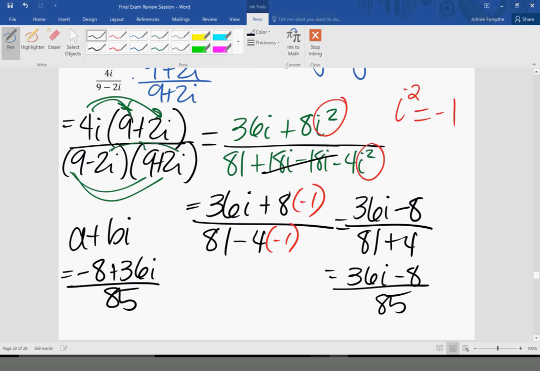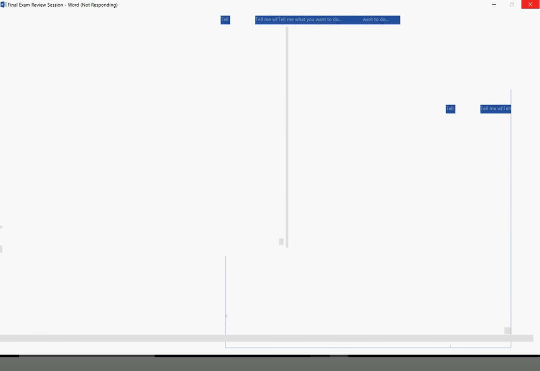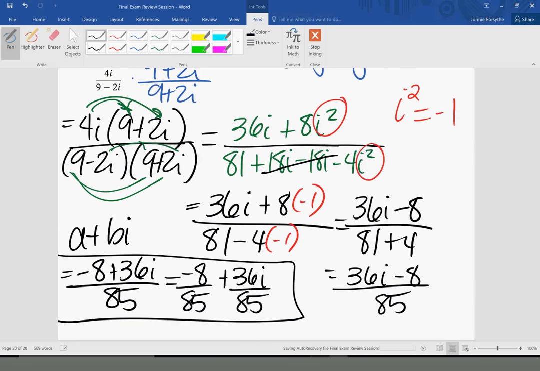And if we split that up into two separate terms, that'll be negative 8 over 85 plus 36i over 85. And that is going to be your final answer. But super important is that you pay attention to when you get an i squared, immediately swap that out for negative 1.